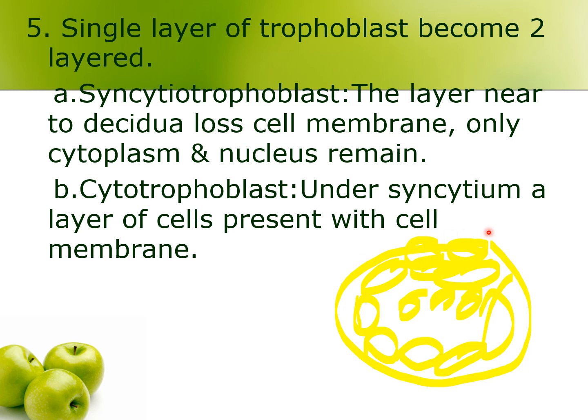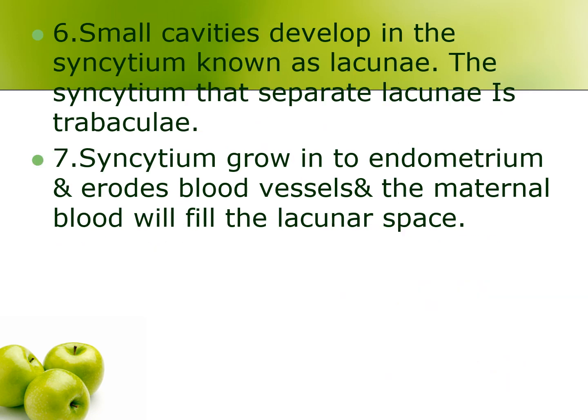So these cells without cell membrane, if you look, there will be certain nuclei and cytoplasm, and all this nucleus and cytoplasm will be together, without any cell membrane. That is the second layer. So now the syncytial trophoblast is there without cell membrane, only certain cell structures lying without any cell membrane. Here the cytotrophoblast is there, with a fixed cell membrane. Okay, so now two layers are clear.